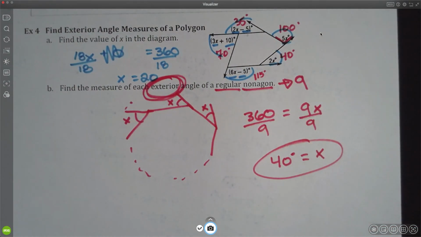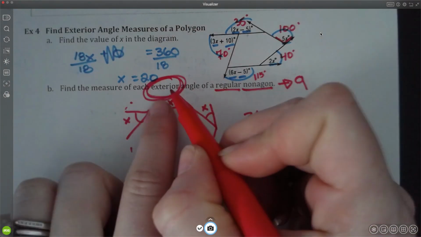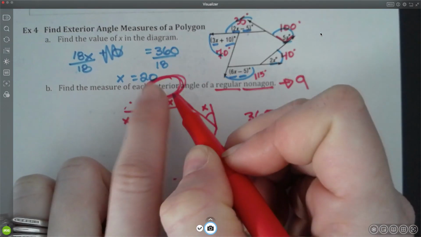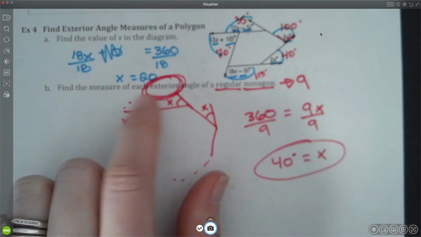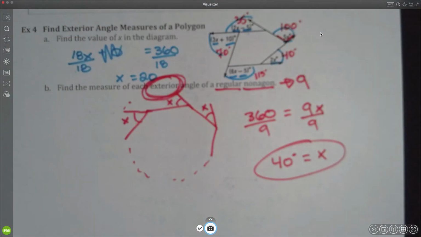Okay? On your homework assignment, make sure that in the instructions you underline or circle or star or do something, whether you're doing exterior versus interior, because there's a different formula that you use, right? Exterior is just 360 every time. Interior is the n minus 2. Okay? All right, there we go. That's all I have.